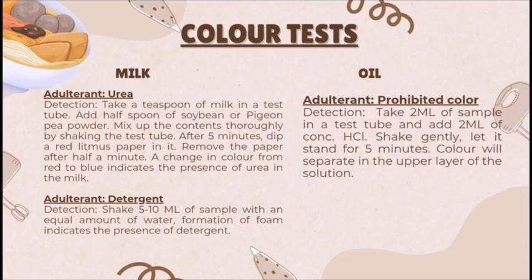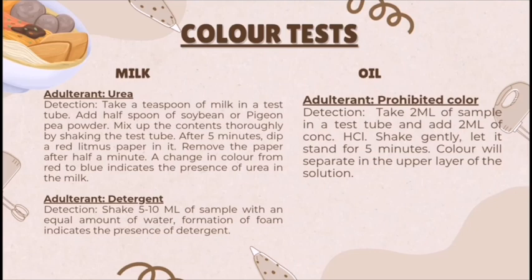Now we'll see some color tests which we can perform to determine if any adulterant is present in a food item. First we have the milk. To check if urea is used as an adulterant, we take a teaspoon of milk in a test tube and add soybean or pigeon pea powder. The contents are mixed thoroughly by shaking the test tube, and after 5 minutes a red litmus paper is dipped in it. If a change in color is observed, most likely from red to blue, it indicates the presence of urea in the milk.